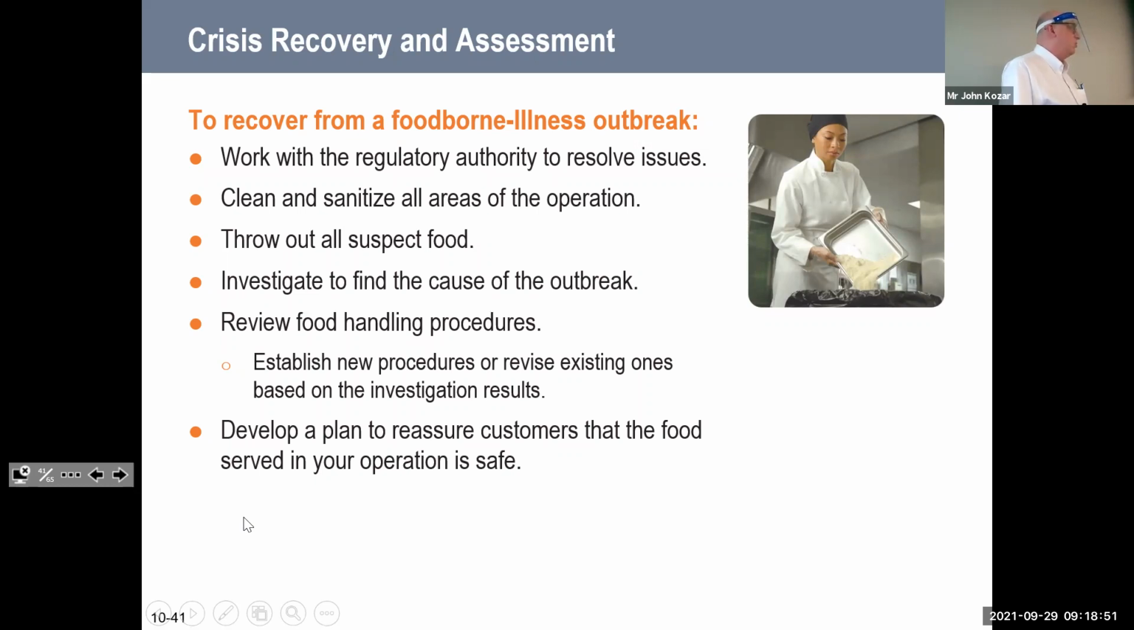Anybody ever eat at Chipotle? Even after all the foodborne illness outbreaks they've had? Okay. So they have obviously reassured you that it's safe to eat there. And I haven't heard of one lately, so it's probably going to be okay.